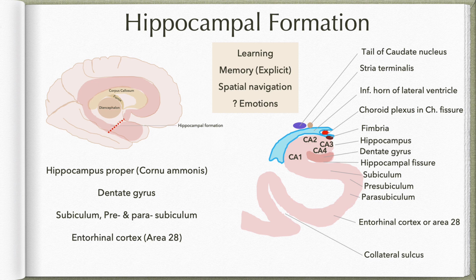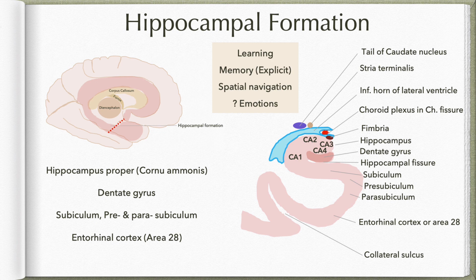It's involved in memory, especially the explicit memory. Explicit memory is: I ask you a question and you answer it back. So you verbally express yourself by recollecting what was in your memory. That is explicit memory, again a function of the hippocampus.